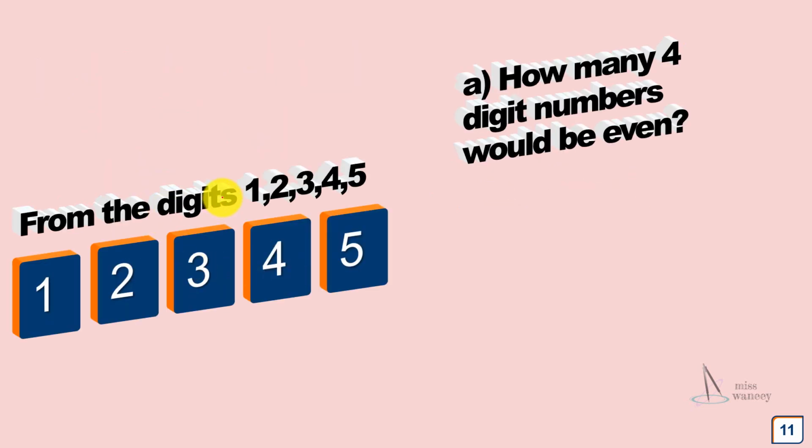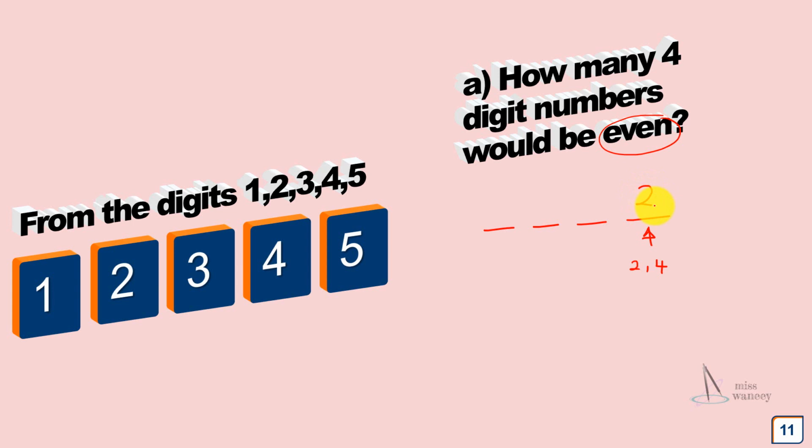Okay, so now from the digits 1, 2, 3, 4, and 5, how many 4-digit numbers will be even? So I have a condition. I prefer to use the boxes. So for a 4-digit number, prepare 4 boxes. I need to have an even number, so I should restrict the last digit to be an even number. So either 2 or 4 will be at the end. There is no 0 over here, so I don't have to put any restriction on the number in front. So there is only one restriction here, where the end should be either 2 or 4.